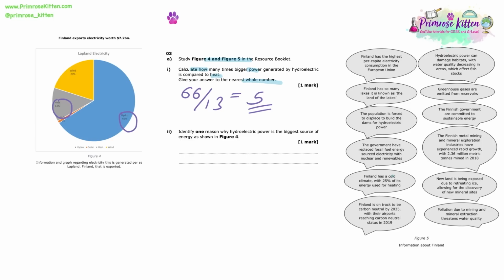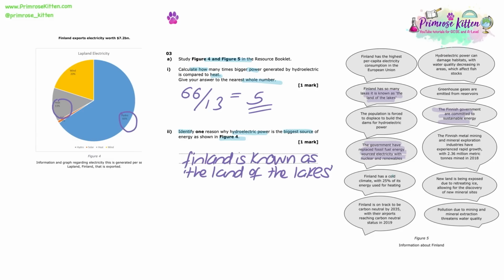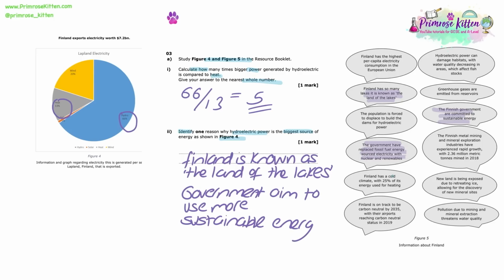Part 2. Identify one reason why hydroelectric power is the biggest source of energy, as shown in Figure 4 for 1 mark. There are 3 possible responses to this question, as identified by Figure 5. Firstly, that Finland has so many lakes it is known as the land of the lakes. Secondly, that the government has replaced fossil fuel energy sourced electricity with nuclear and renewables. And thirdly, that the Finnish government is committed to sustainable energy. You therefore just need to select one of those as your answer.